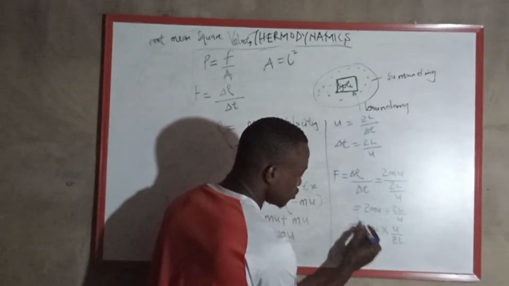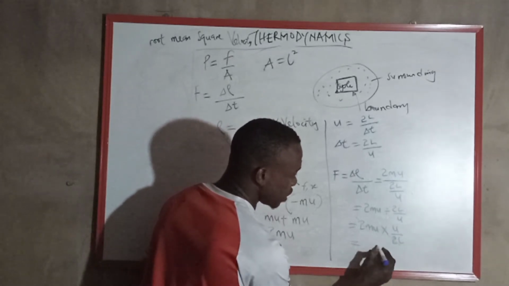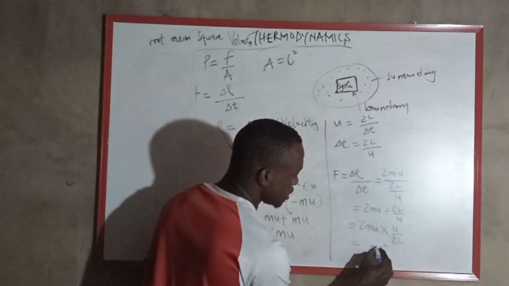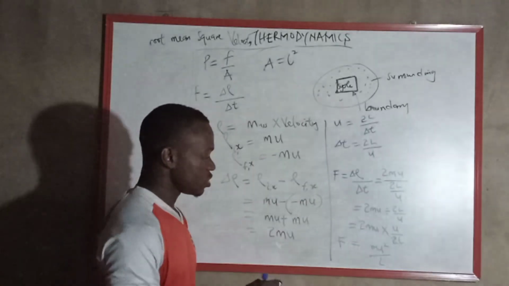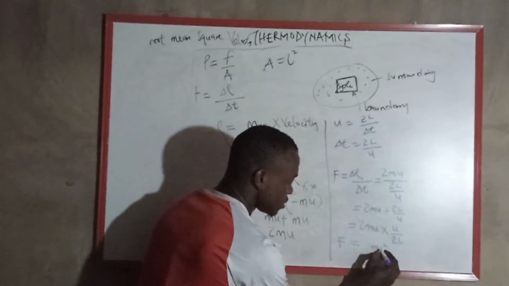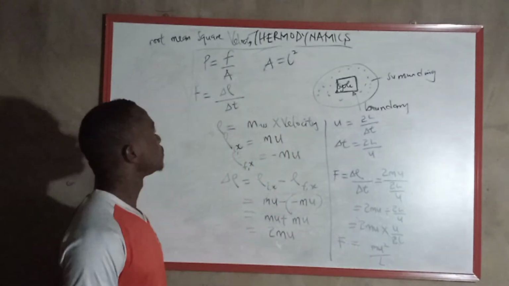So these two will go off with these two. Now u times u gives us what? u square. Our m is there over what? L. So automatically our force gives us mu square over L, which is our force.